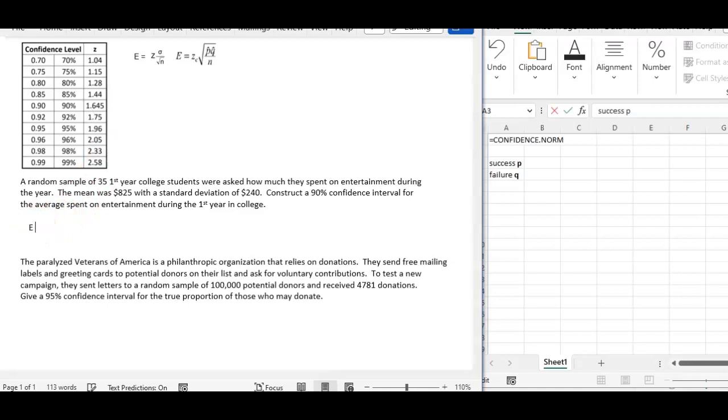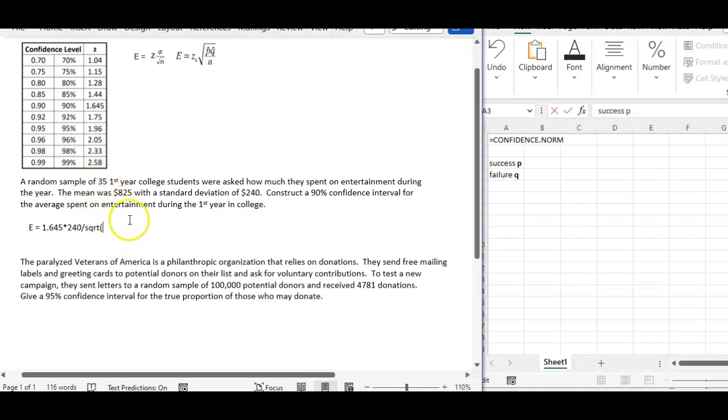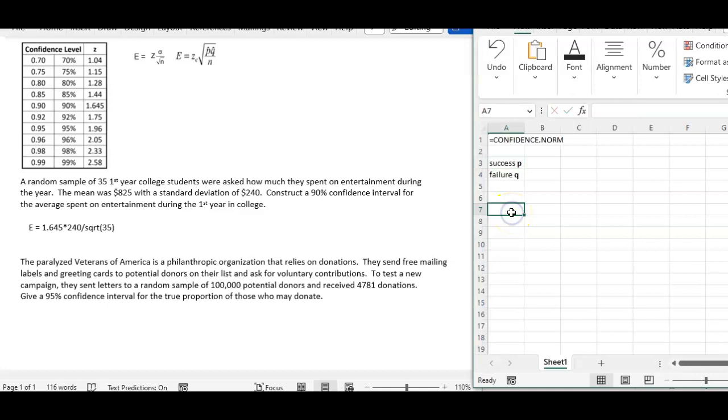So E equals 1.645 times our standard deviation, which is 240, which is right here. And we are dividing that by the square root of n, which is the number of people that were asked, our sample size, which is 35. So we've just set up our formula to create the margin of error, and I'm going to use Excel to do the math for me.